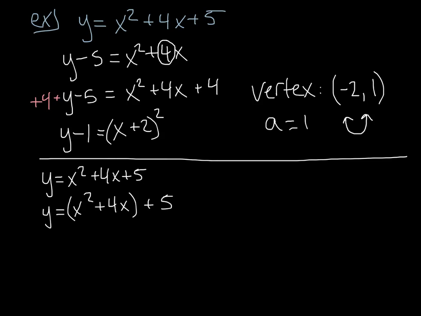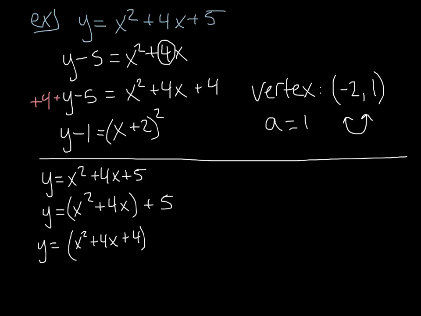So I'm just going to separate that 5 out of there. All right, I haven't changed anything. I just put in some parentheses. So instead of thinking left and right sides of the equation, I'm going to think inside and outside of the parentheses. I need to complete the square inside the parentheses. So y equals x squared plus 4x. Divide by 2 is 2, square is 4, so I'm going to add 4.